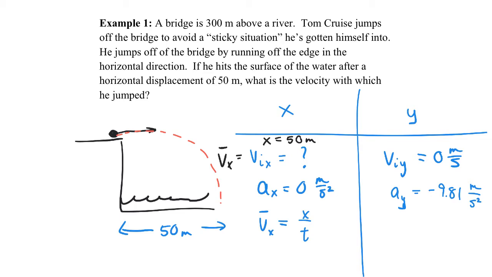What else do I know that I still haven't taken into account? What else do I know? That the bridge is 300 meters above the river. The bridge itself is 300 meters. This is not drawn to scale. The bridge is 300 meters above the water level. Thus, what do I know physically? Yeah. He's going negative 300 meters. In the? Y. Very good. So y displacement is negative 300 meters.